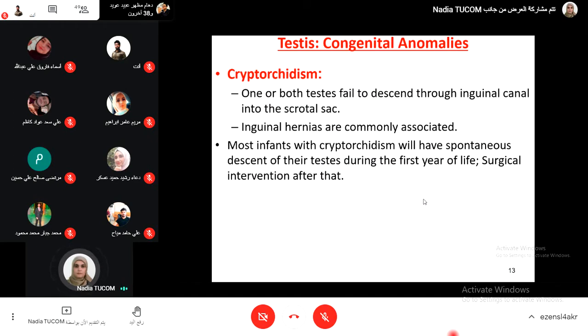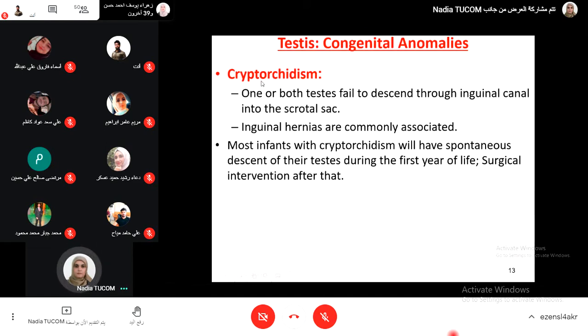Disorders of the testis, Shabab. We start with congenital anomalies. Congenital anomalies always come in clusters, sometimes more than one congenital anomaly in the same patient. One of the commonest congenital anomalies is cryptorchidism. Cryptorchidism, or undescended testicle, or abdominal testis.